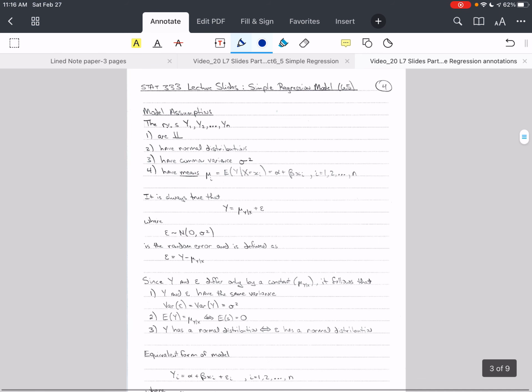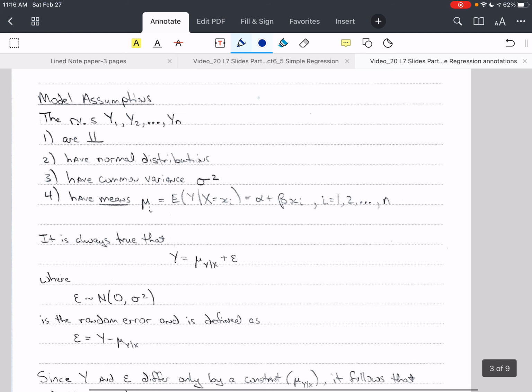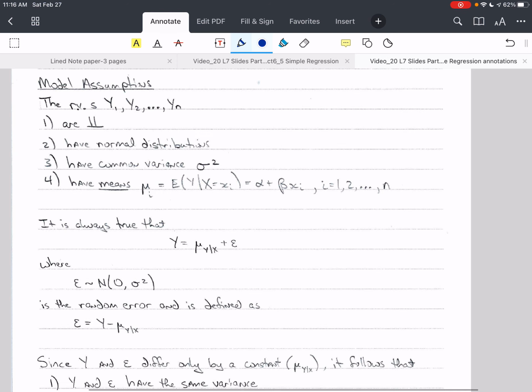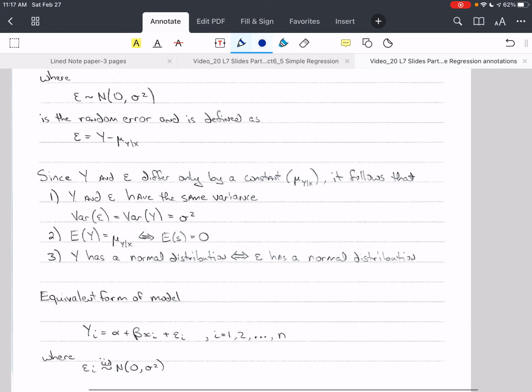So here we went over the model assumptions. I won't go over those again, but please make sure that you know these and that this makes sense. We talked about the errors being normally distributed and their distribution. And then we talked about an equivalent form of the model.